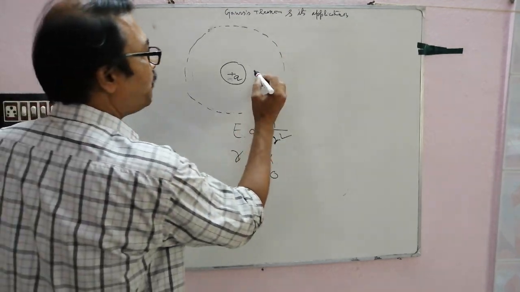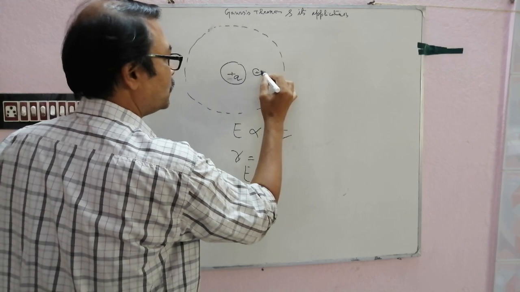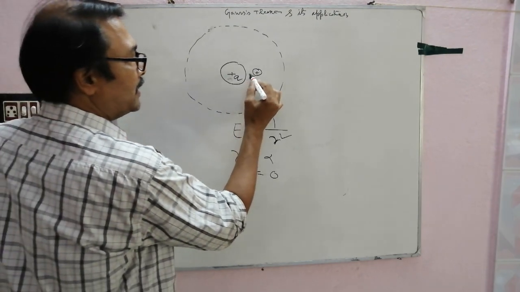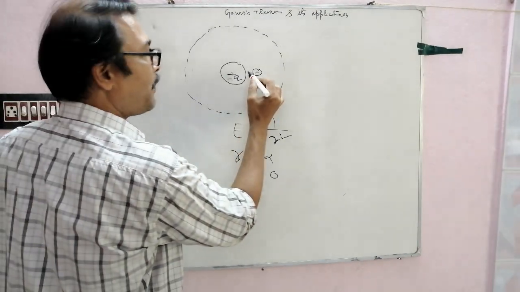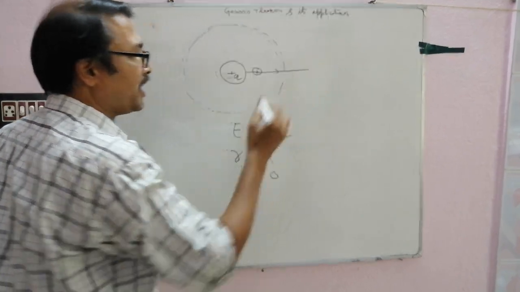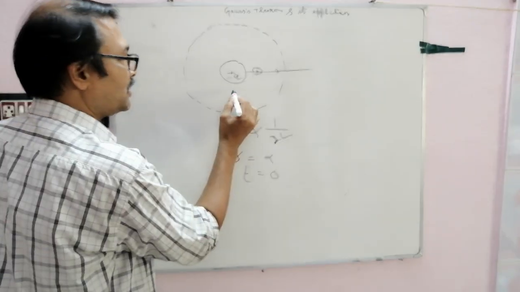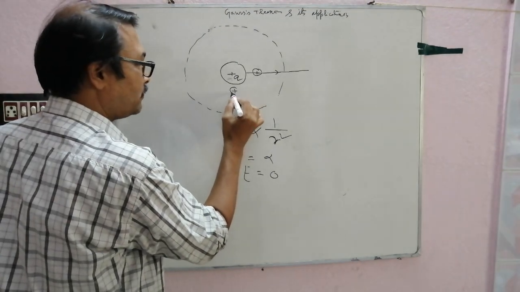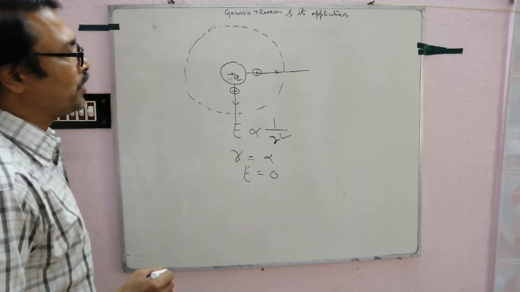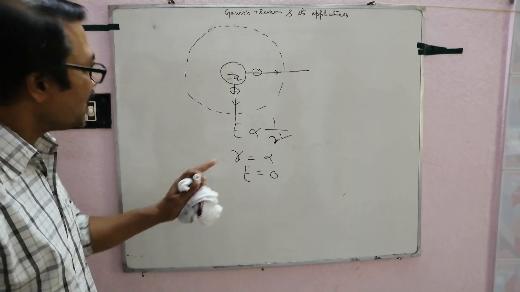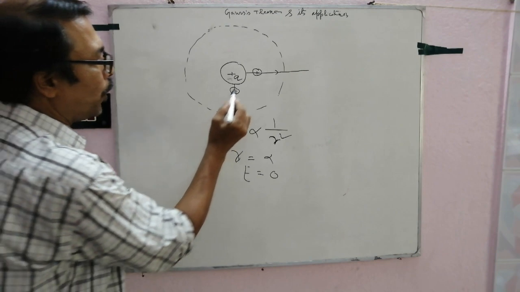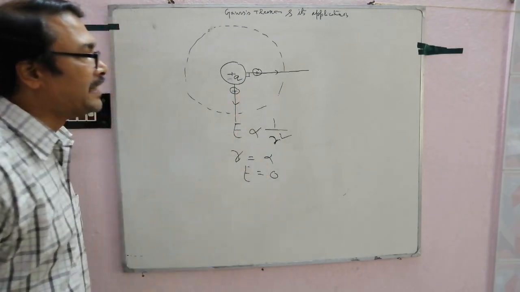Now if we place a positive test charge in this field, due to repulsive force, this positive test charge moves in this direction up to infinity. If this positive test charge is kept here, it will move in this direction up to infinity. So if we place this test charge in this field, it will move in this way. Follow, this angle is 90 degree.